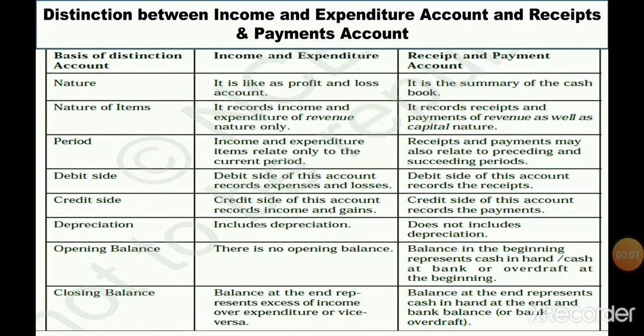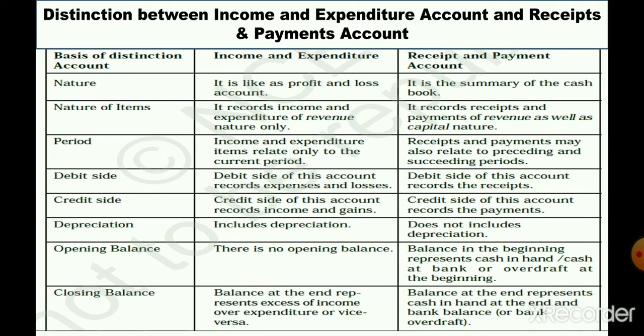Next topic is distinction between income and expenditure account and receipts and payment account. Students, as you know, income and expenditure account is like a profit and loss account, whereas receipts and payment account is the summary of cash book. Income and expenditure account records incomes and expenditure of revenue nature only, whereas receipts and payment account records receipts and payments of revenue as well as capital nature.